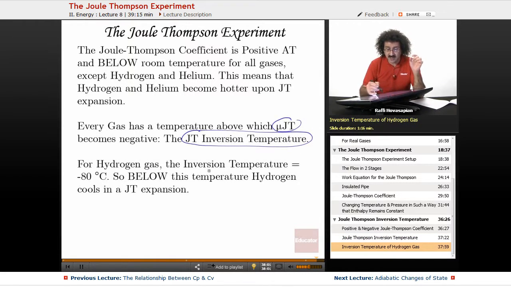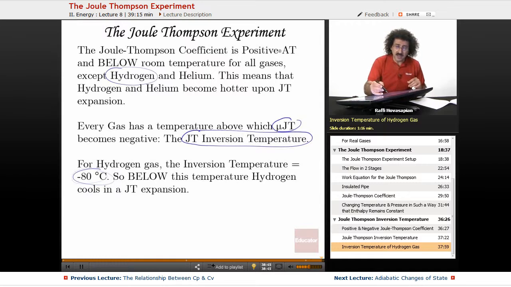Now for hydrogen gas, the inversion temperature is negative 80 degrees Celsius. So below this temperature, hydrogen actually cools. Under normal circumstances, hydrogen has a negative Joule Thompson coefficient. Negative 80 degrees Celsius is the inversion temperature for hydrogen gas, so below this, it actually cools. So if I'm doing a Joule Thompson expansion for hydrogen gas, if I run it below about negative 80, negative 90 degrees Celsius, upon expansion, the hydrogen gas cools.